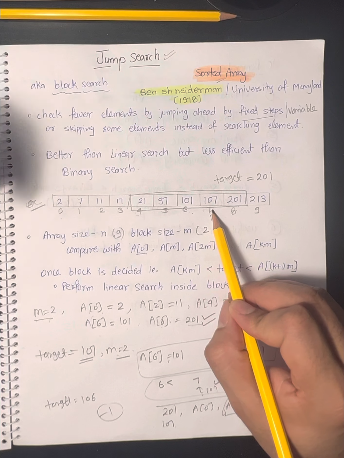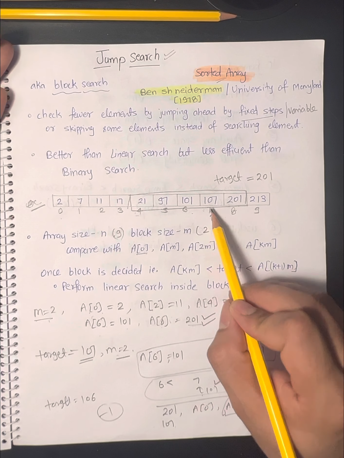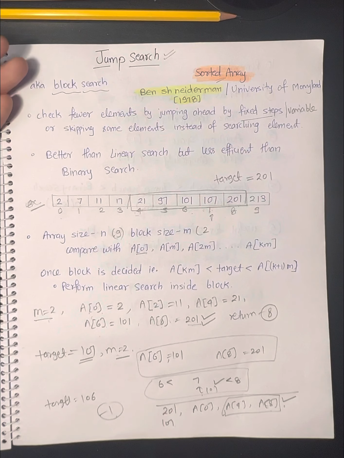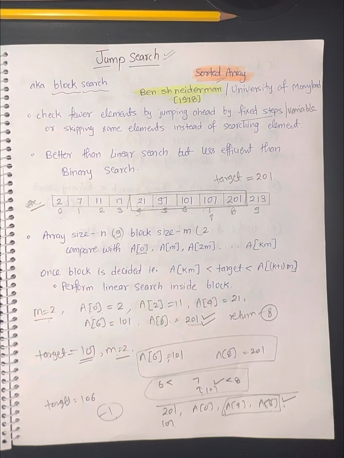If you're looking for any other value, let's say 103, that is not present in this list, so we will not find the value and we'll return -1. So jump search is basically skipping some elements to find the block in which our value is, and then performing linear search in that block. So jump search is basically a twist on the linear search algorithm.